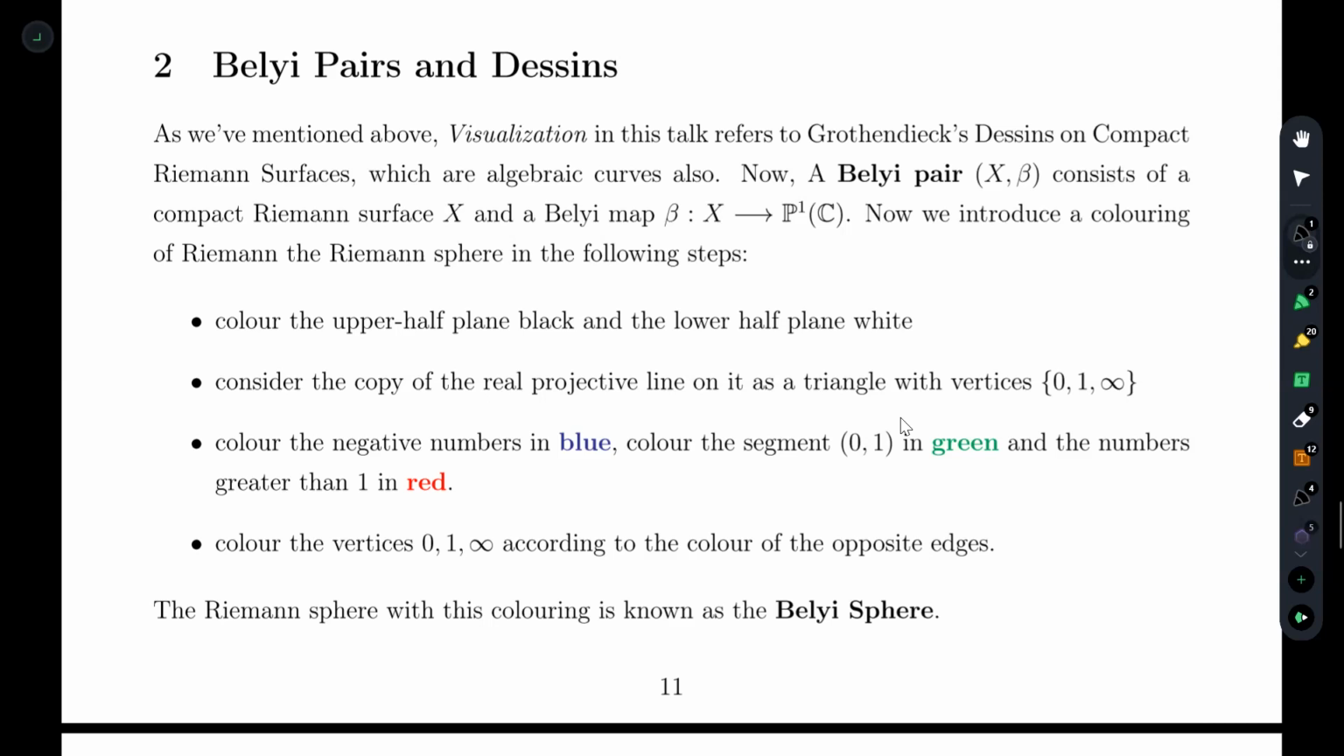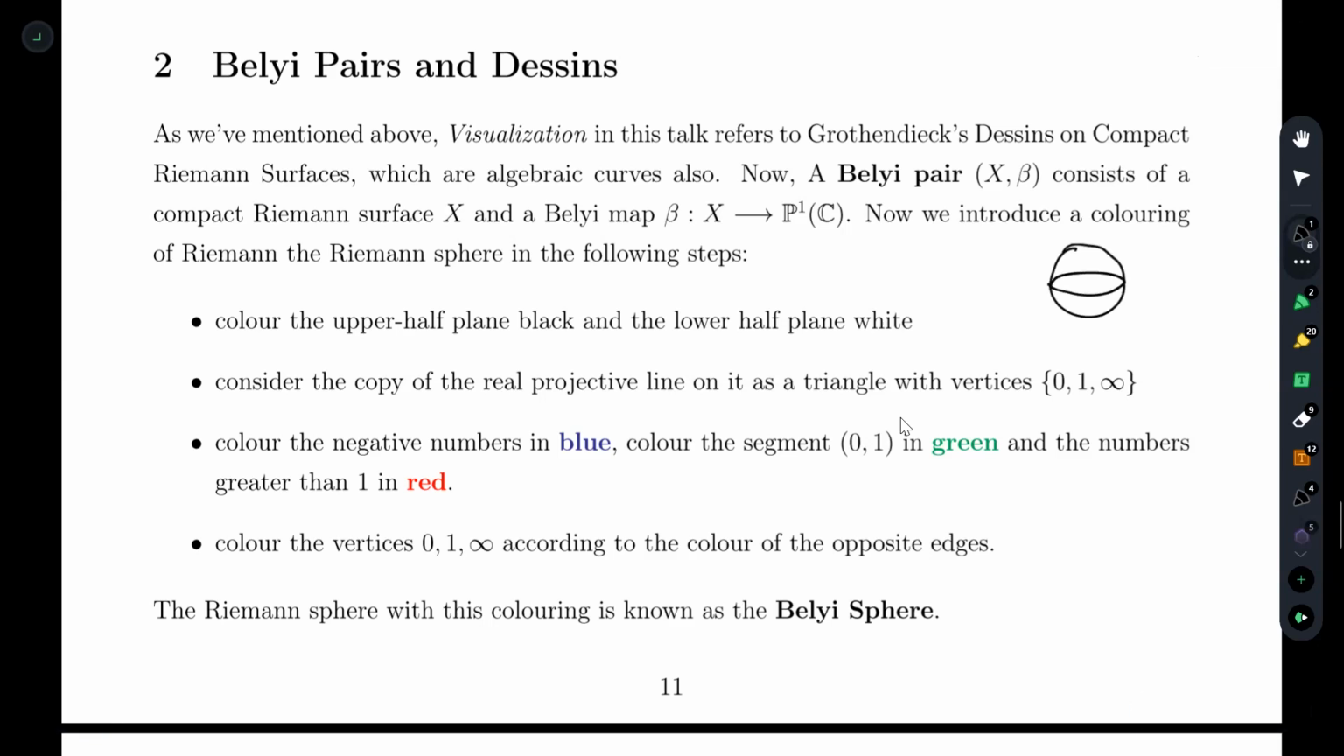And first we will color the Riemann sphere in the following way. I will first color the upper half plane in black, and then I will color the lower half plane in white, and then I will consider the copy of the real projective line on this Riemann surface, which is the equator of this sphere, right?